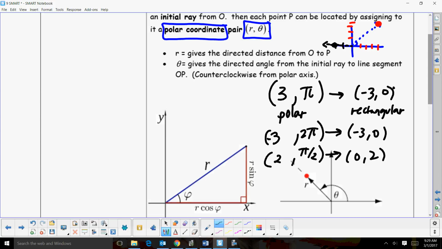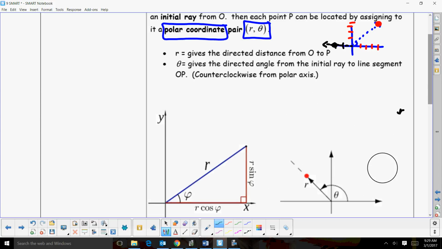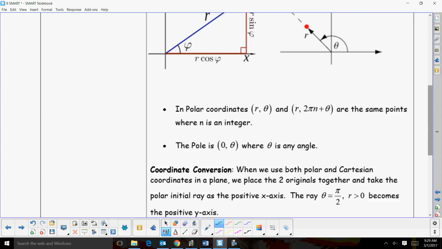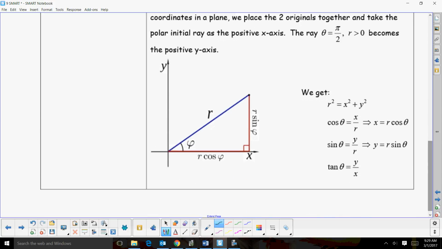Are rectangular points unique? Yes. 3, 2. Any other way to get to 3, 2? No. Okay? So polar points are not unique, but rectangular points are unique, polar or not. And that's what this is kind of telling me right here. Okay, on this guy, you're going to want to highlight this, this, and this.